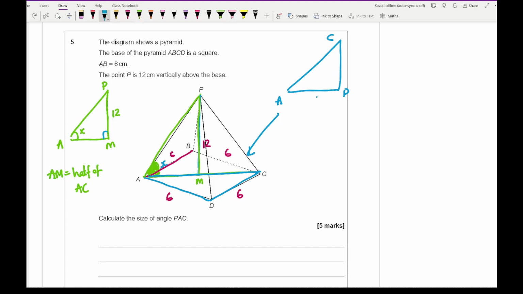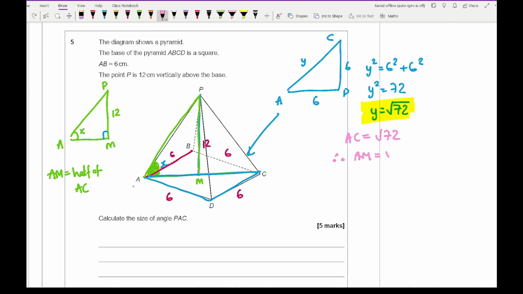Now looking at that diagram, this is 6, this is 6, and this I'm just going to call Y. So y squared equals 6 squared plus 6 squared. So y squared equals 72. So y equals the square root of 72. Now that means AC equals root 72. So therefore A to M is going to be root 72 divided by 2. Now this is what I'm going to use here. I could work that as a decimal, it's entirely up to you.